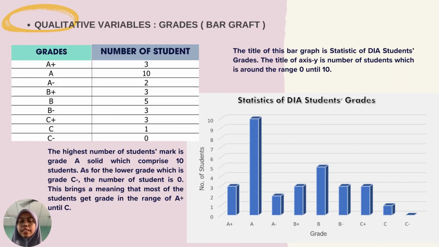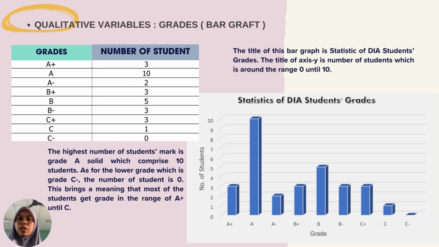So for our second qualitative variable, we use grades. As you can see from the table we prepared, there are 3 students that get A plus and 10 students that get A. Next, we have 2 students that get A minus, 3 students that get B plus, 5 students that get B, 3 students that get B minus, 3 students that get C plus, 1 student that gets C, and 0 students that get C minus.